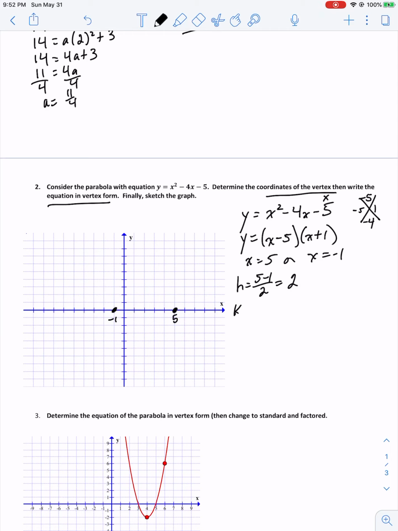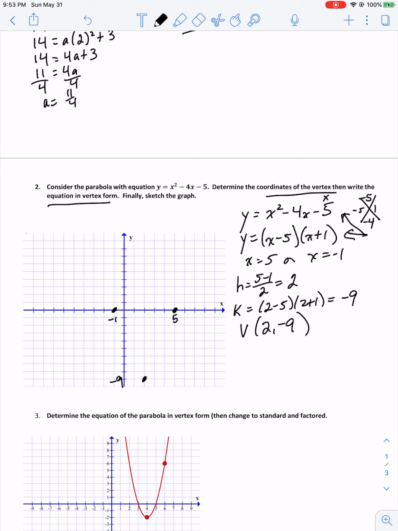And the k coordinate: substitute it back into the equation, it doesn't matter which version. 2 minus 5 times 2 plus 1, which equals -3 times 3, which is -9. So this is -9 right here. There's the point 2, -9. So the vertex is at 2, -9.